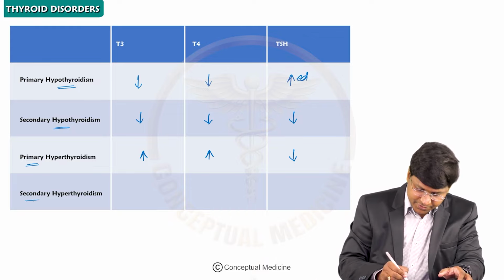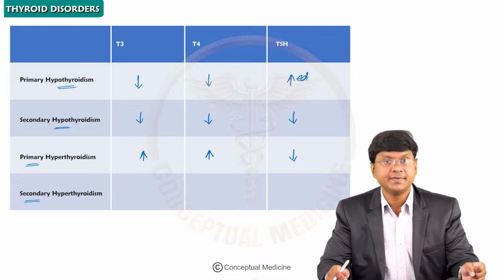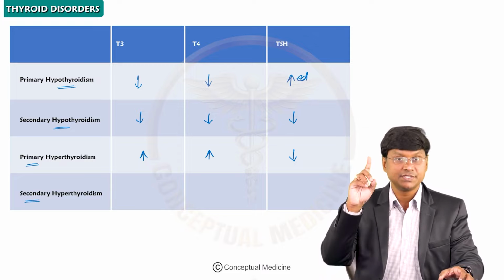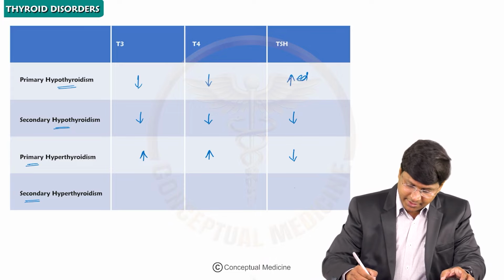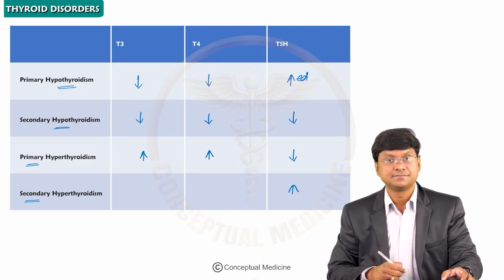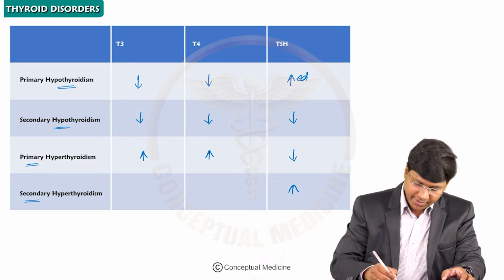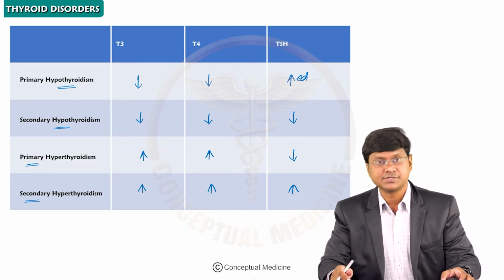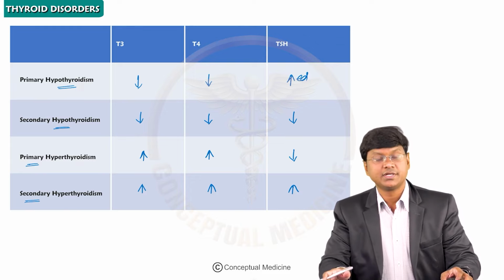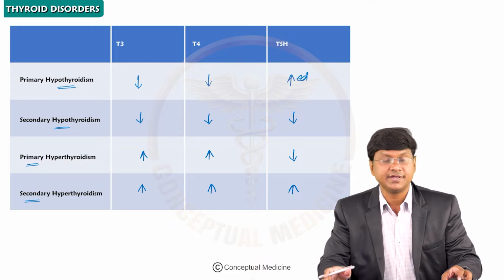And you take patients with secondary hyperthyroidism. In secondary hyperthyroidism, the pathology is in the anterior pituitary. The anterior pituitary is producing excess amount of TSH. When the anterior pituitary is producing excess amount of TSH, accordingly, what will happen to your T3, T4? Increases. So this is your T3, T4, TSH in primary and secondary hypo and hyperthyroidism.